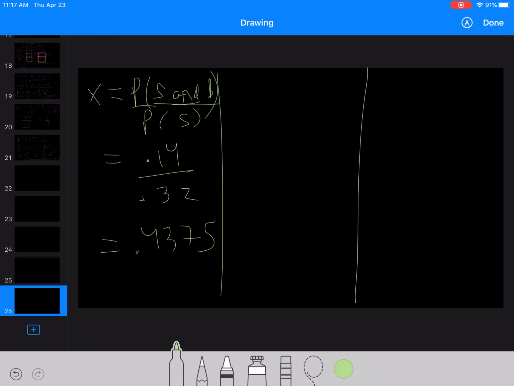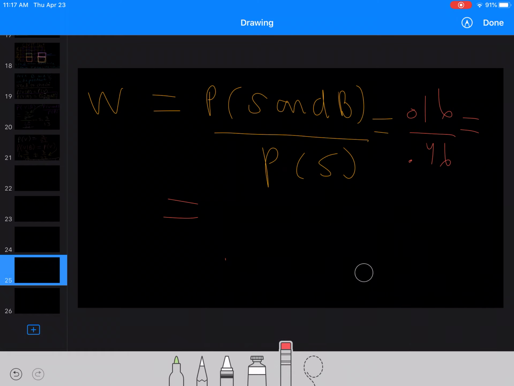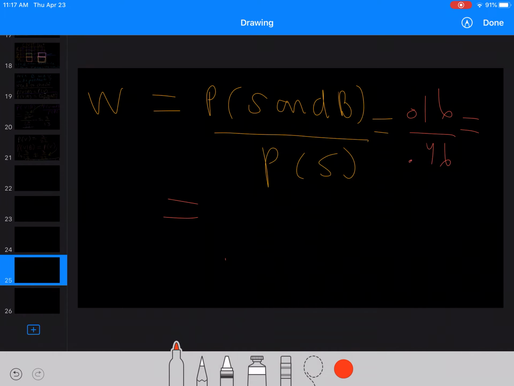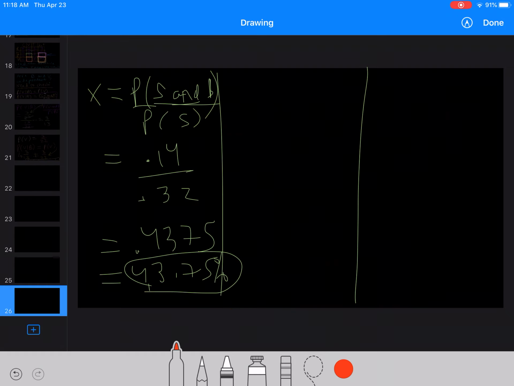43.75, which is 43.75%. Actually, this one shouldn't be 43.75. That was a mistake. This one, product W, with your calculator, you should get 0.348, which is the same thing as 34.8%. And double check that, but that should be 34.8%. For product W, that was a calculation error. This one is 43.75. Okay.